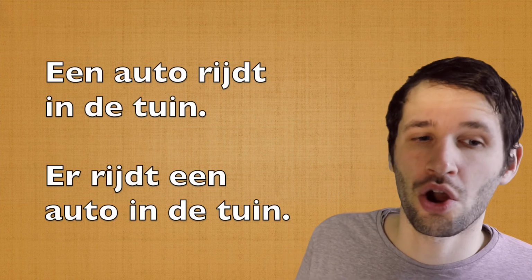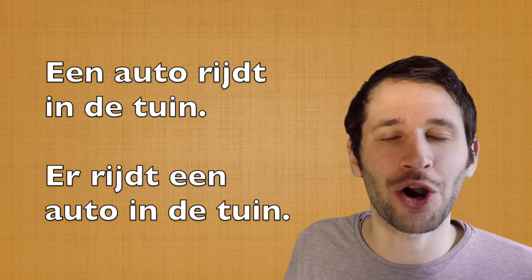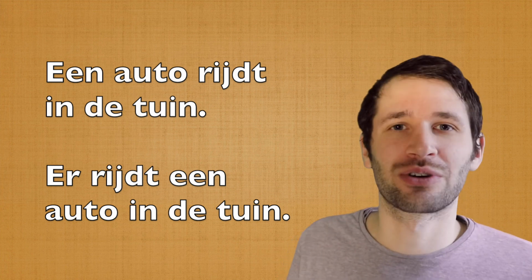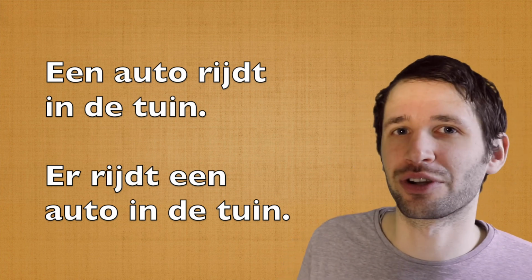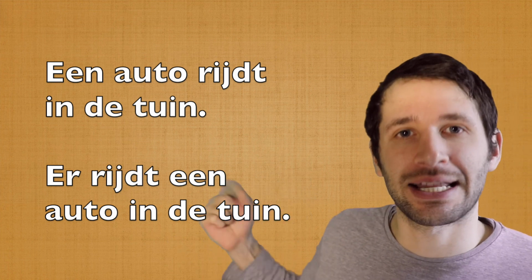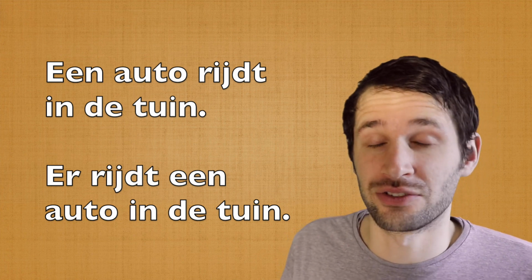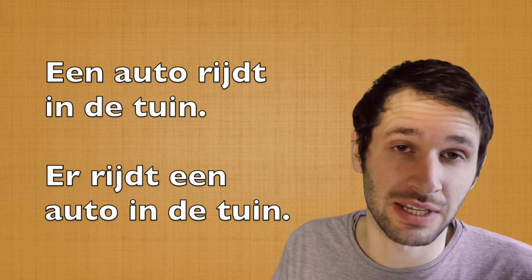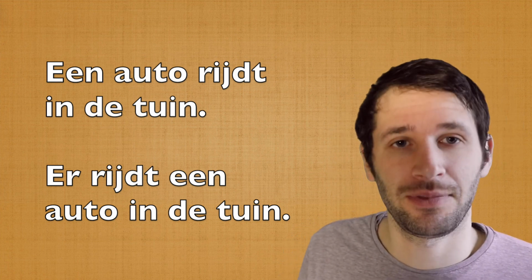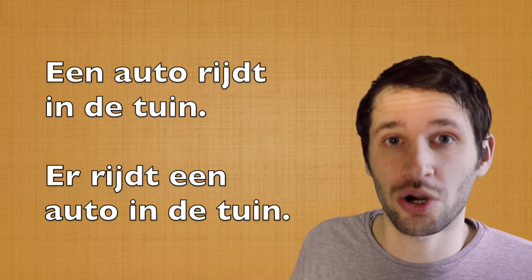For example, een auto rijdt in de tuin. That's a bit of a weird example. A car is driving in the garden. I hope there are no cars driving in your garden. Not good for the garden. But you don't see an there because you can add an Instead of saying a car is driving in the garden, you could say there's a car driving in the garden. And in Dutch, that's the same. You can add there. Rijdt een auto in de tuin.